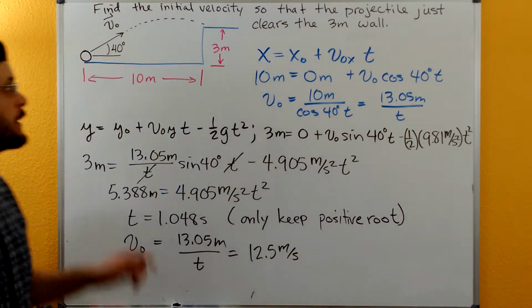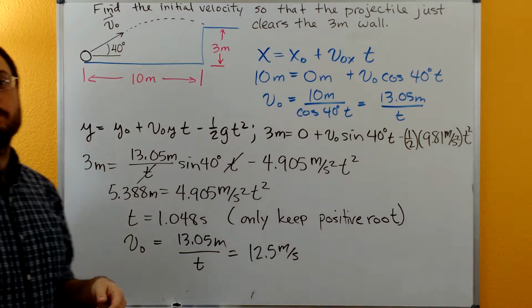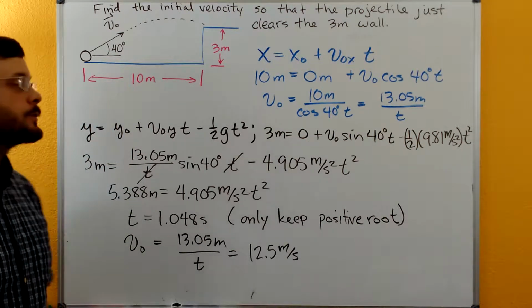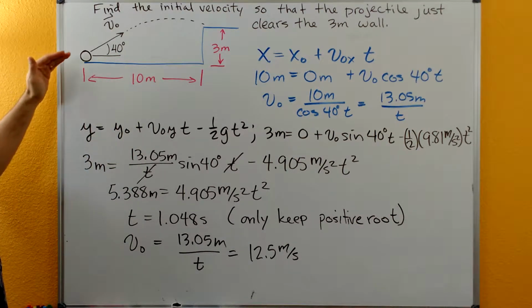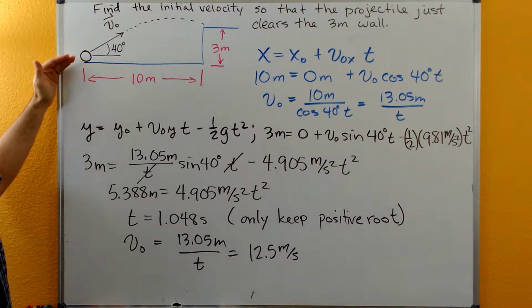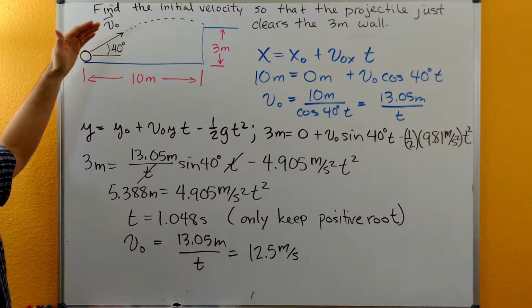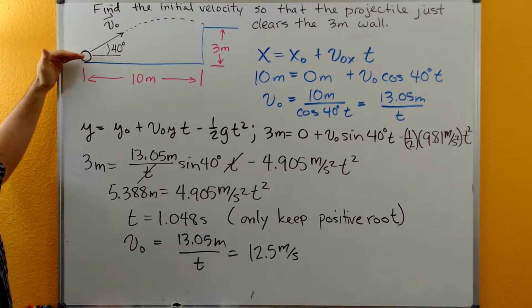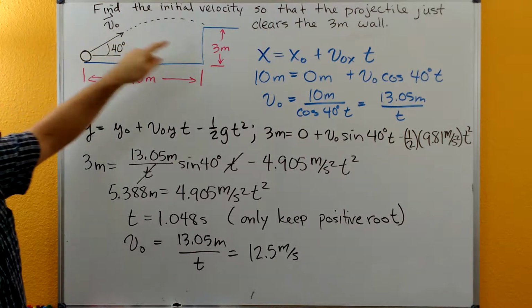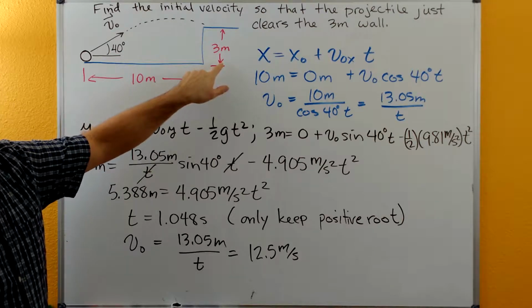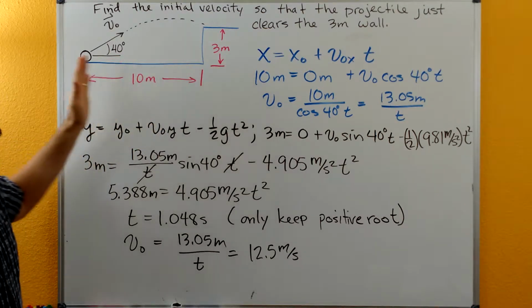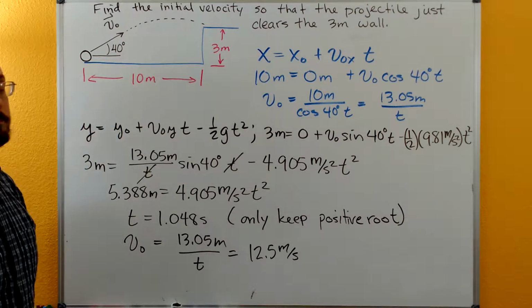So with this problem we have projectile motion, which is an application of curvilinear motion. We have a particle that's resting on the ground over here. We're going to give it an initial unknown velocity at an angle of 40 degrees to the horizontal, and then it needs to just clear this 3-meter high wall that's located 10 meters over.